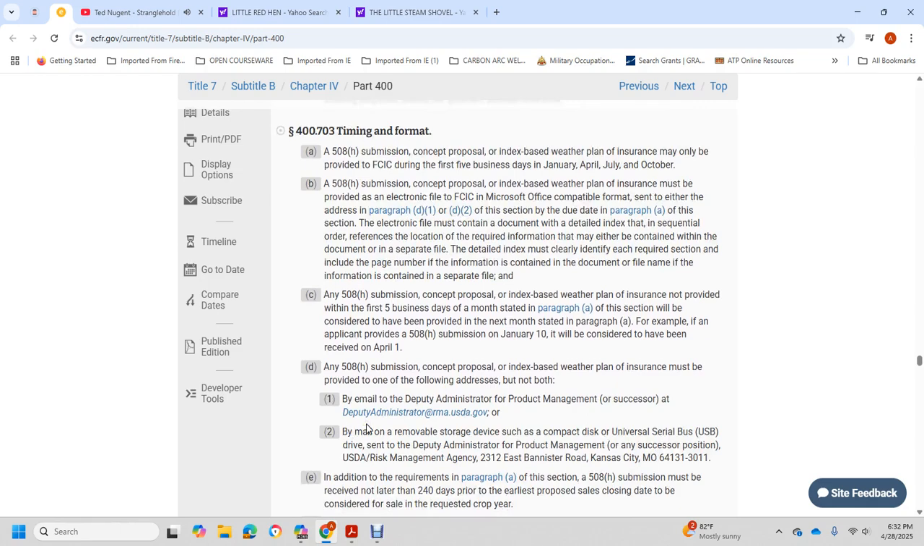508 submission concept of the proposal for the index base for the weather plan and trim with the must be provided with the one over the following address for the both for the email with the Deputy Administrator of the Product Management successor with the Deputy Administrator of the USW RMA USDA with the .gov.